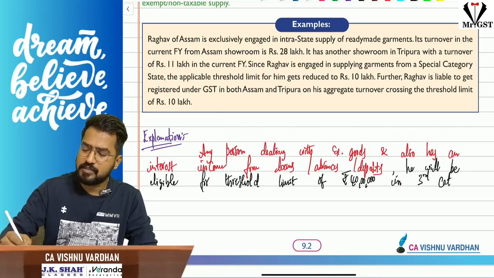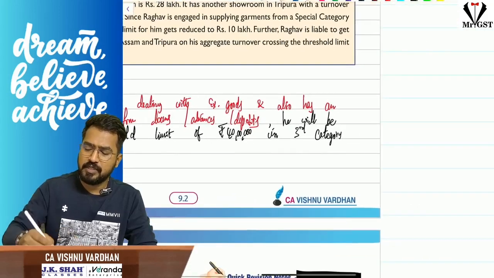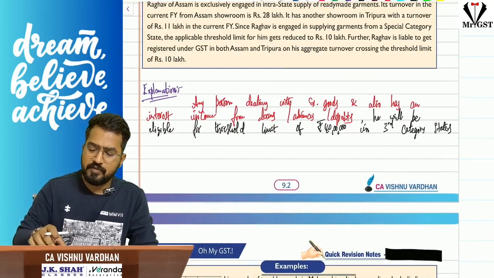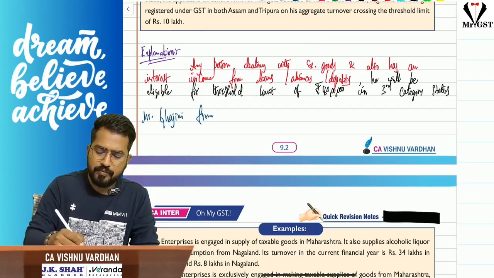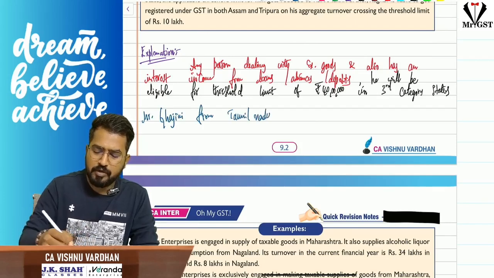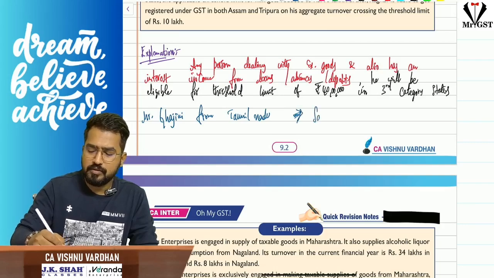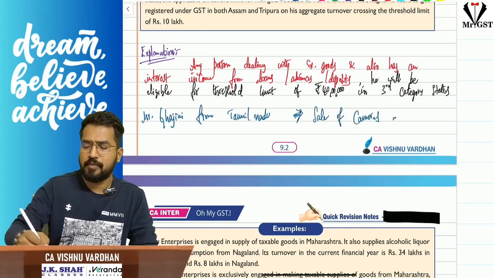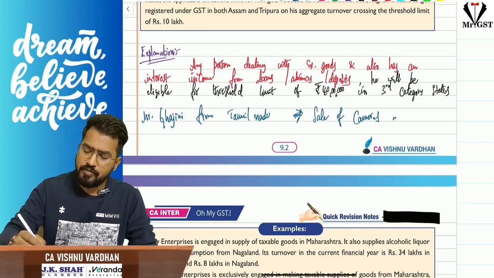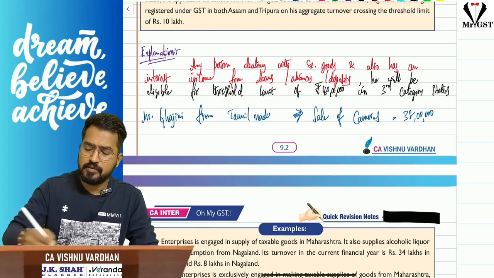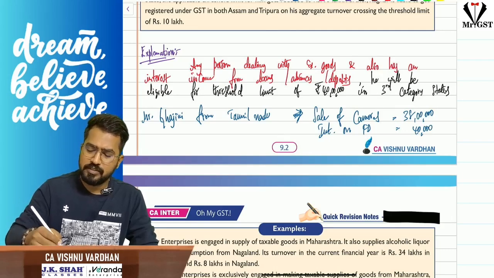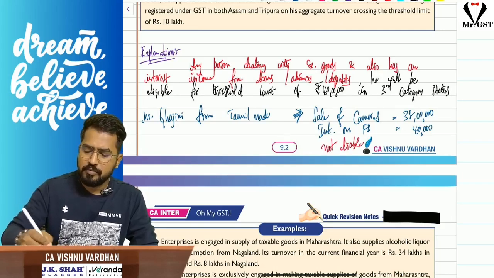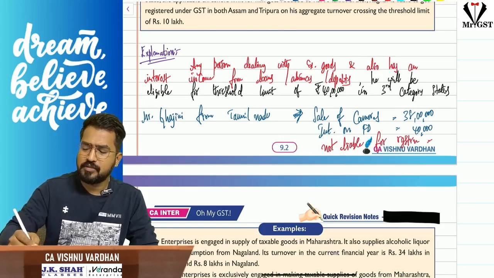Third category states means what? Other than special category states and other than the special states. Okay, that means, for example, Mr. Gajini from Tamil Nadu, what he is doing, he is selling cameras, sale of cameras, and he is making a turnover of, let us assume, 38 lakh. He got interest on fixed deposit also 40,000. Is he liable for registration? Not liable for registration, because for him the threshold limit is 40 lakhs. Are you understanding the point?